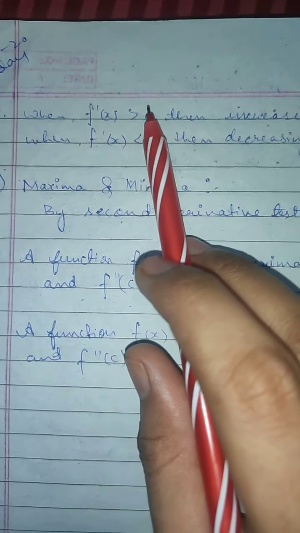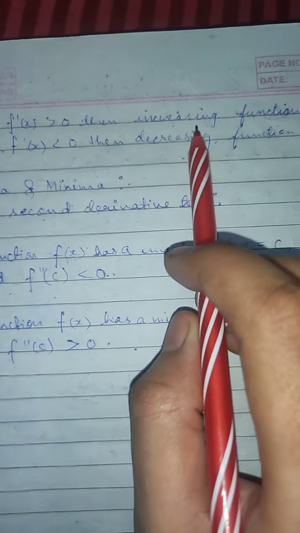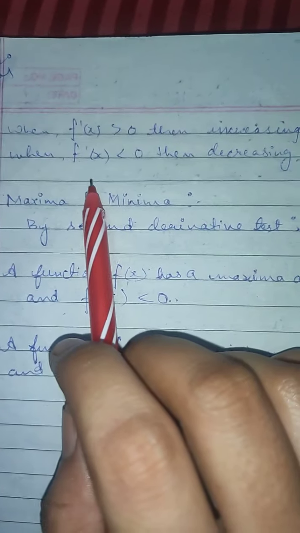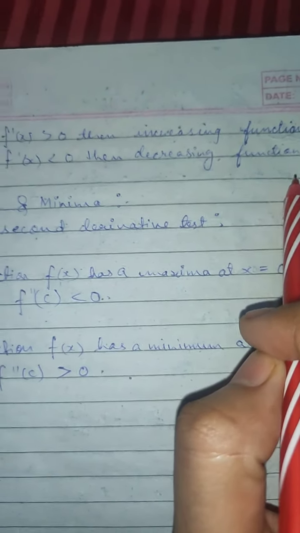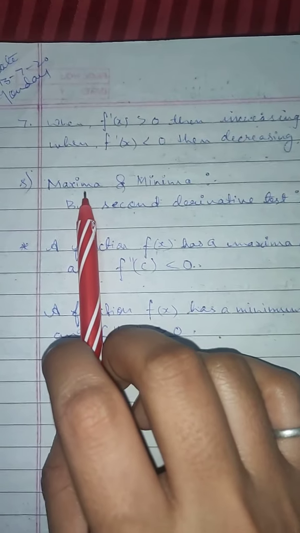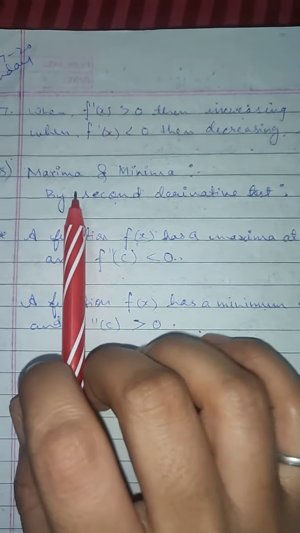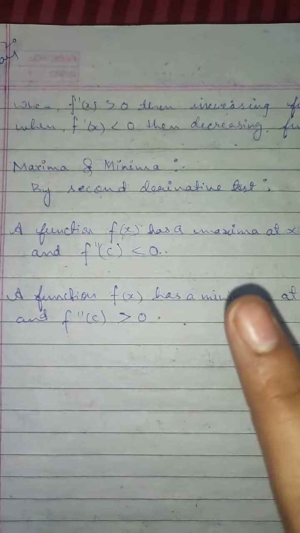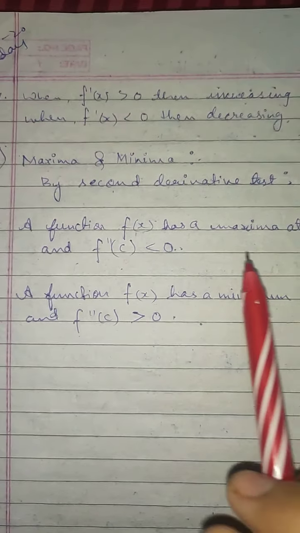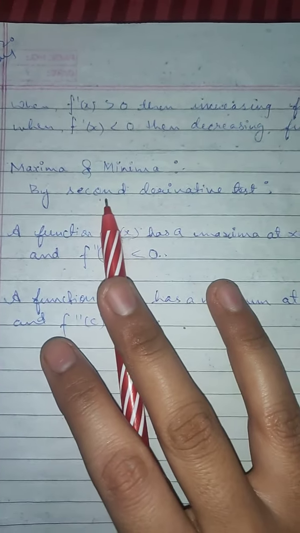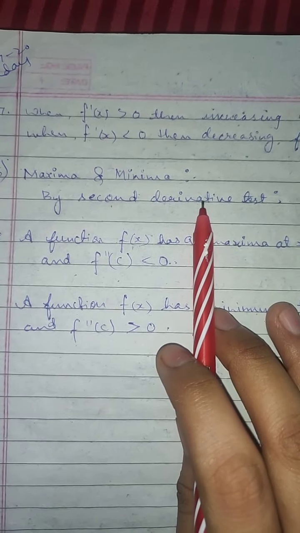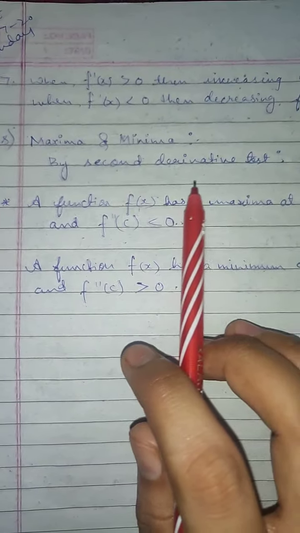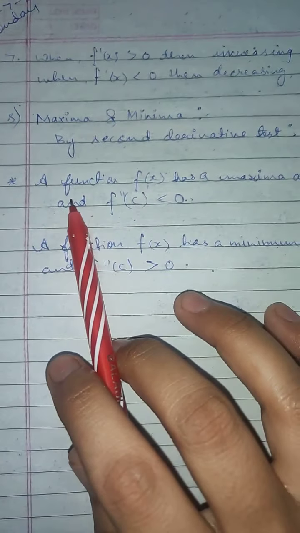After that, if f dash of x is greater than 0, then we can say it is an increasing function, and if f dash of x is less than 0, then it is a decreasing function. Last is maxima and minima. There are two types of methods for finding maxima and minima, but we always solve by the second derivative test, as it is easier than the first derivative test.